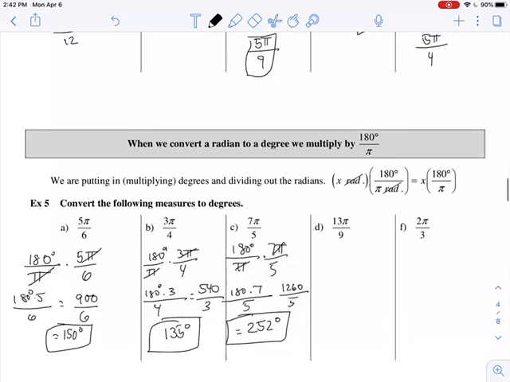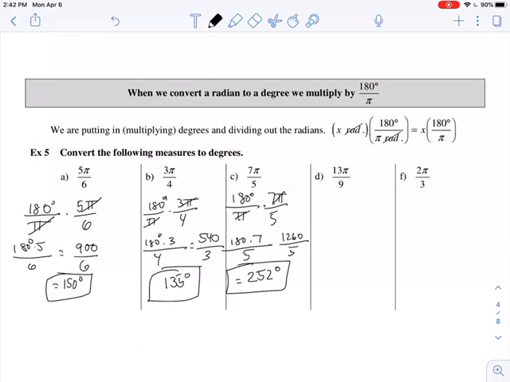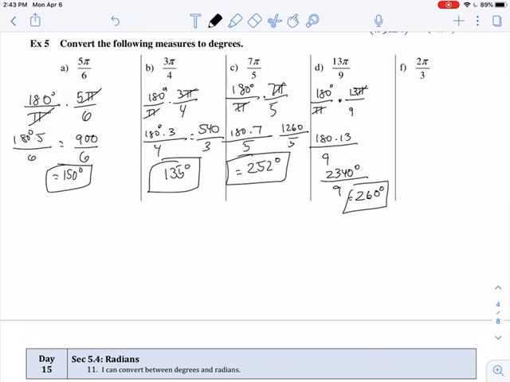Okay? 2 more. I'm going to multiply by the exact same thing. We're going to do 180 over pi times 13 pi over 9. My pi's will cancel out because I'm going to degrees. So I'm going to end up with 180 times 13 over 9. That gives me 2340 over 9, which comes out to 260 degrees. I'll leave that last one there for you to practice.